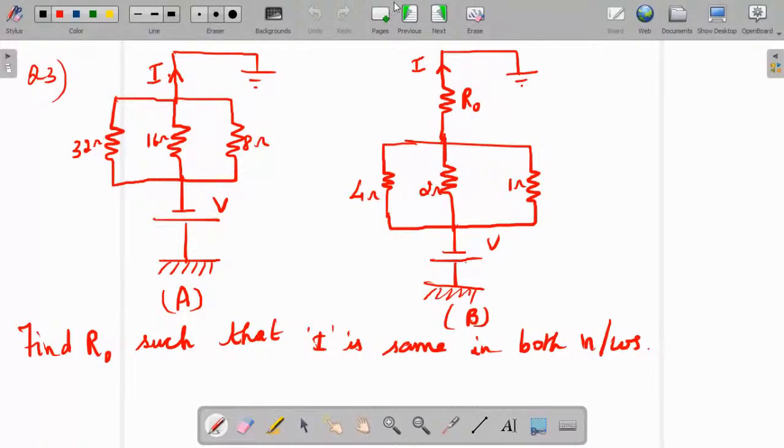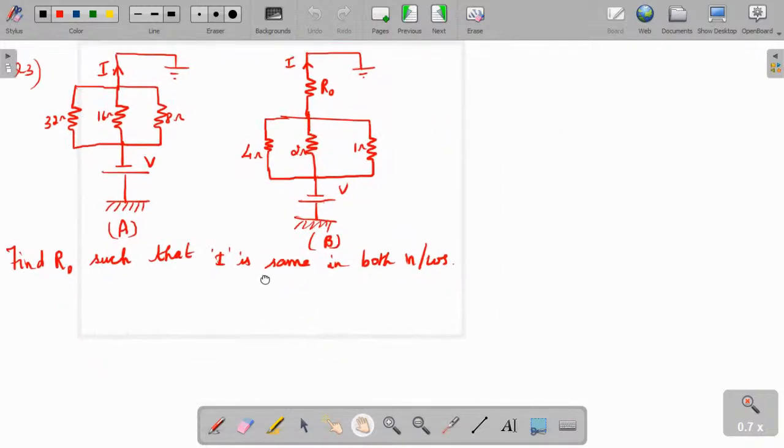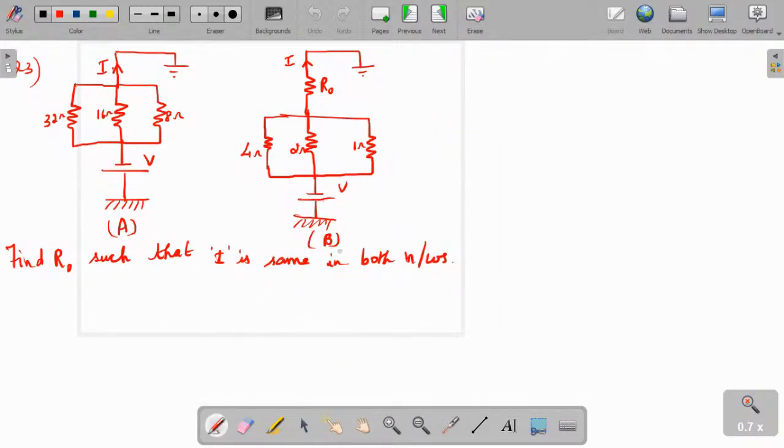Next question. Consider these two networks. Find R naught such that the current I is the same in both the networks. So find R equivalent in network A and that should be equal to the R equivalent in network B. Only then the same current will flow. So what is the condition? R equivalent of network A should be equal to R equivalent of network B.